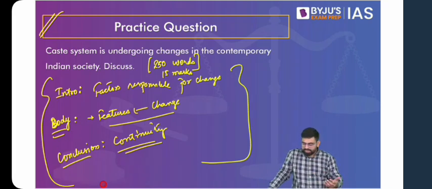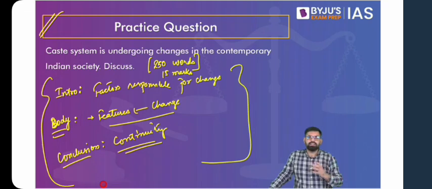Someone's asking whether we can write the introduction and conclusion in paragraph form. Yes, because generally introduction and conclusion are in a paragraph format, but you don't have a lot of scope. It is barely 2-3 lines each. Right? In the body, yes, you can go in a point-wise format as well.